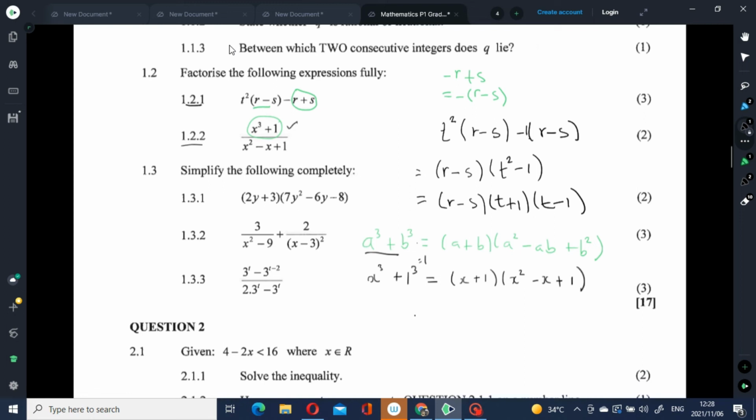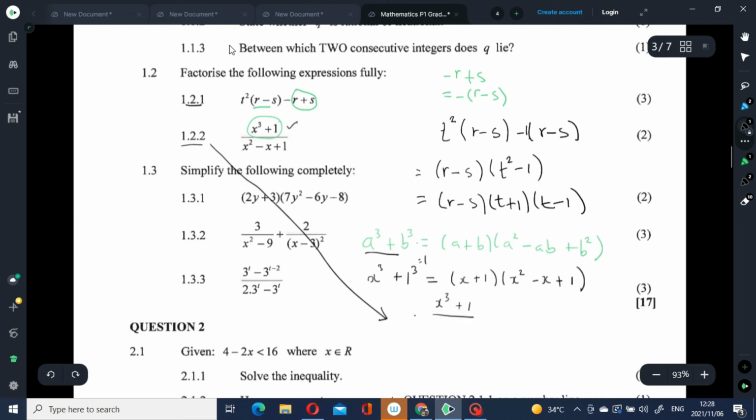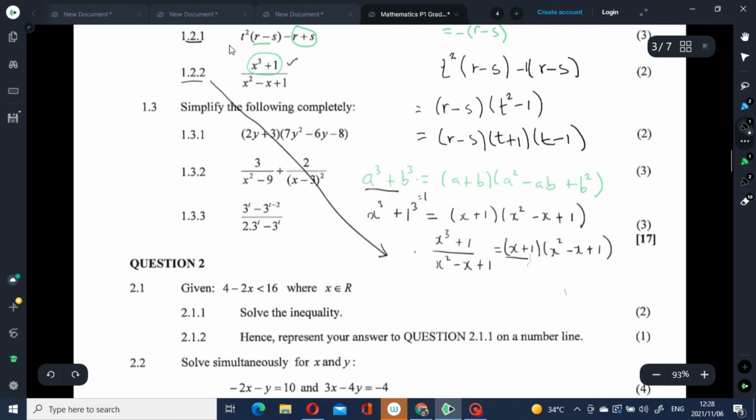So let us rewrite 1.2.2 right beneath that to see how best the expressions can cancel each other out if there are any. So we have x cubed rather, plus 1 all over x squared minus x plus 1. This is equal to (x plus 1)(x squared minus x plus 1), sorry for that, let's erase this.